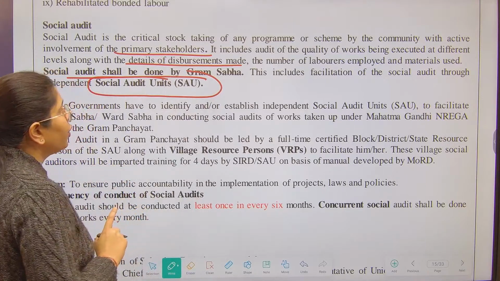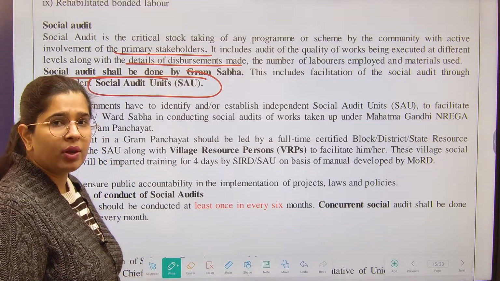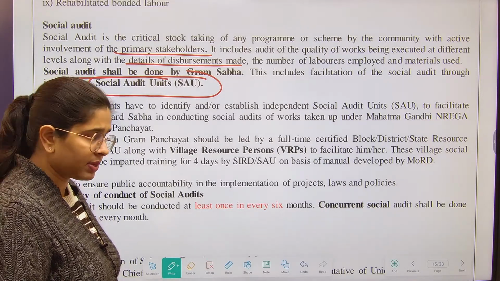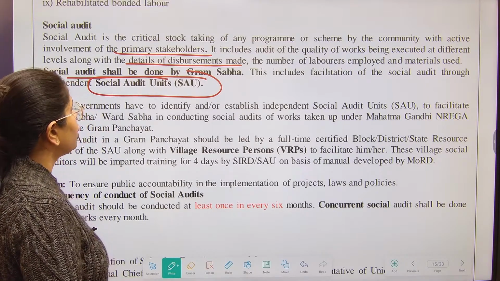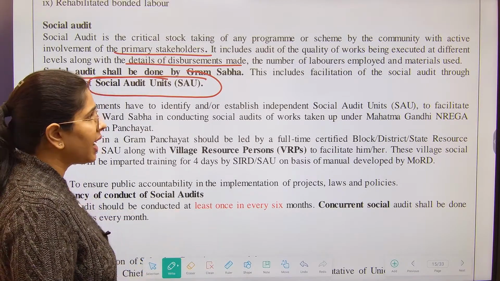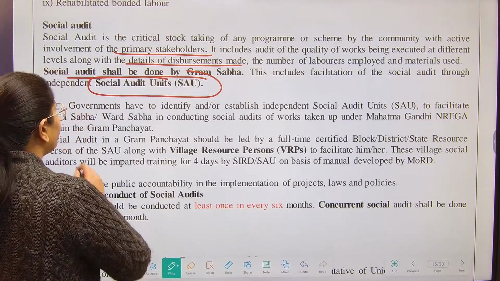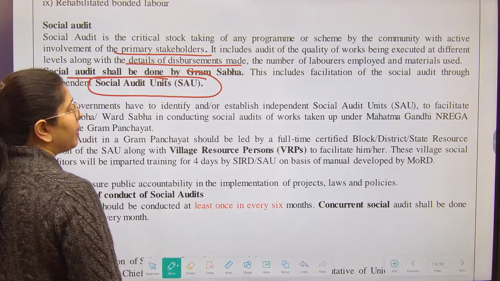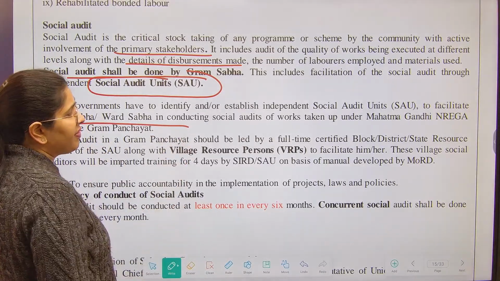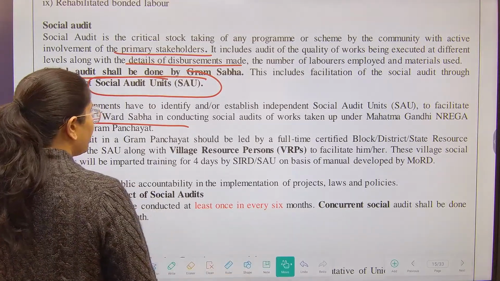Now I have already told you the Gram Sabha members, all the people who are above the age of 18 years, form part of your Gram Sabha. They also form social audit units, means small teams which can undertake the work of social audit on their own. State governments have to identify or establish independent social audit units so that the Gram Sabha can be facilitated for performing social audit under MGNREGA.